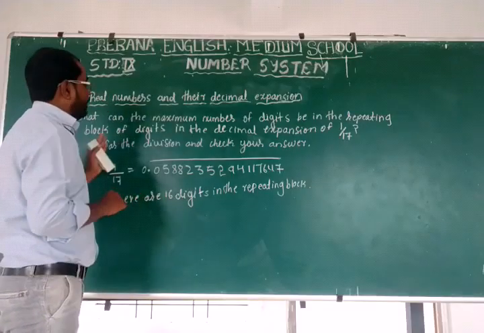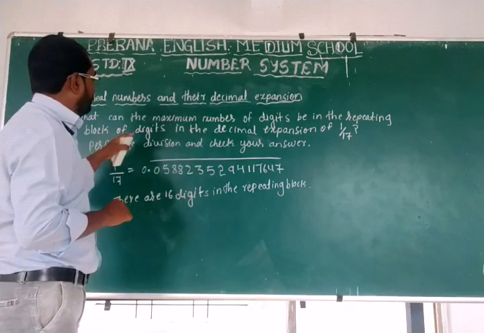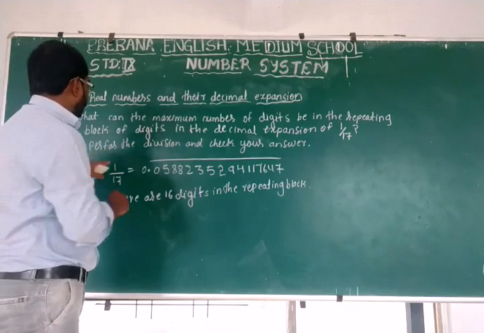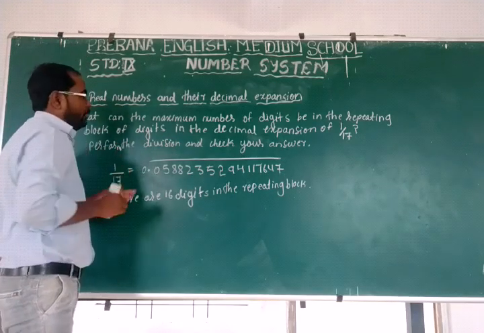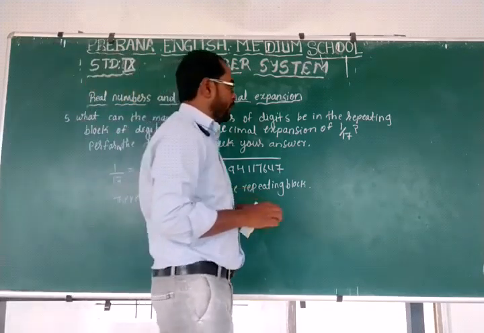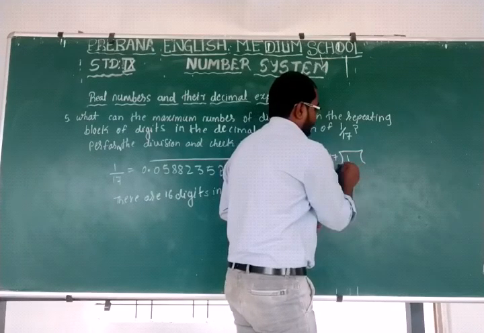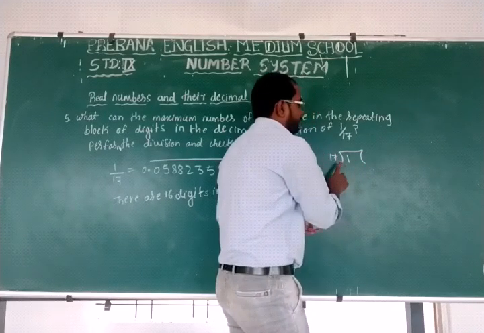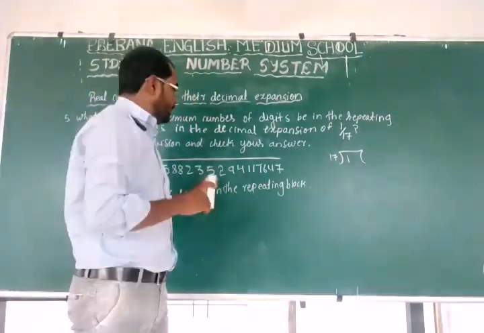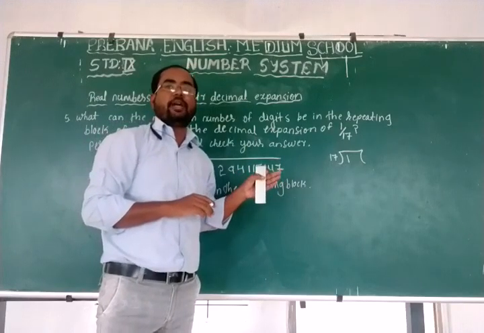Next question. What can be the maximum number of digits in the repeating block of the digits in the decimal expansion of 1 by 17? Perform the division and check your answer. So that means you have to divide 1 by 17. After dividing, after how many digits the same digits will repeat in the quotient part, we have to check.